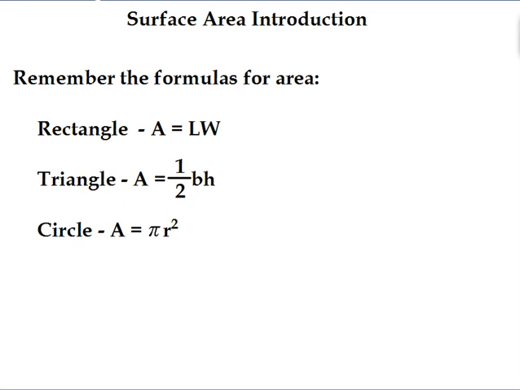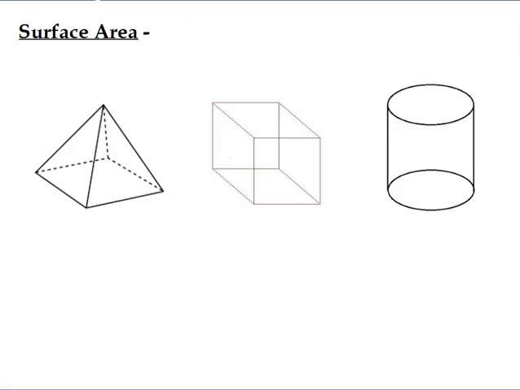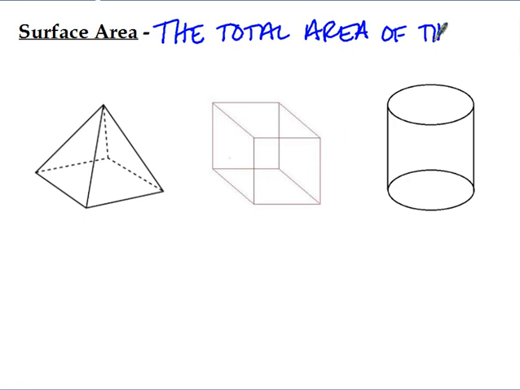And again, you don't have to have these memorized, they will all be given to you, but just remember that these are two-dimensional figures. So these are when they are flat: rectangles, triangles, circles. So we're not talking about 3D yet. Now, the definition of surface area is just the total area of the surface of a solid.